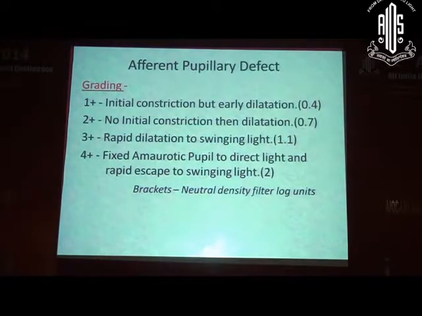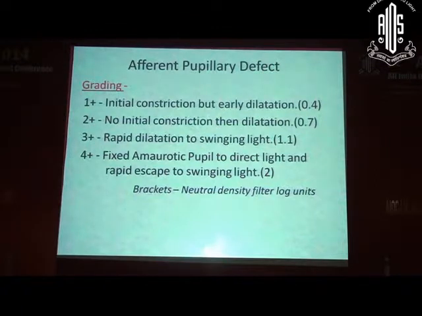Okay. The grading is basically after years of experience, people have put together their thoughts and graded it as 1, 2, 3 and 4 plus. But clinically in practice we take it as 1 to 2 plus and 3 to 4 plus. It's difficult to really classify into 4 different grades. So the grading is such that initial constriction, when you come from the normal to the abnormal eye, there is an initial constriction but early dilation. The second grade is no initial constriction and then it dilates. So this is 1 to 2 plus, take them together usually.